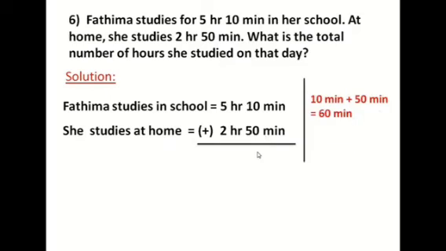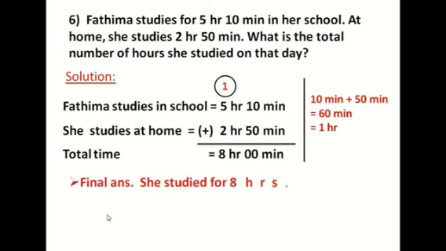60 minutes means 1 hour. What we will do? We will take this 1 hour in the column of hour, because if the sum is 60 or more than 60, we have to subtract. Here I am not showing that part. Directly I am taking this 1 hour. If you want, you can show 60 minus 60 means 0 minutes. It will come in the column for minute. So total time equals 5 plus 2 plus 1 means 8 hours 00 minutes. So write down the final answer. She studied for 8 hours.